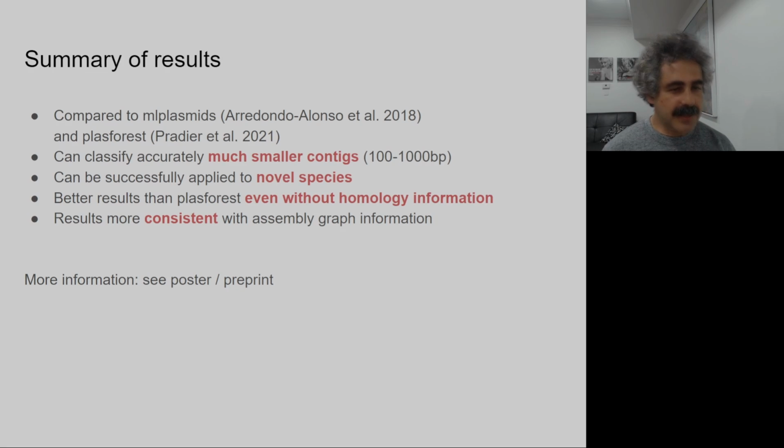We have compared our tool to two recent tools, ML Plasmids and plasforest. ML Plasmids is a tool that is typically used on the same species that it was trained on, and plasforest is an interspecies tool that also uses sequence homology. By comparison, we have demonstrated that we can classify accurately much smaller contigs than both plasforest and ML Plasmids, which typically only work with contigs longer than 1000 base pairs.